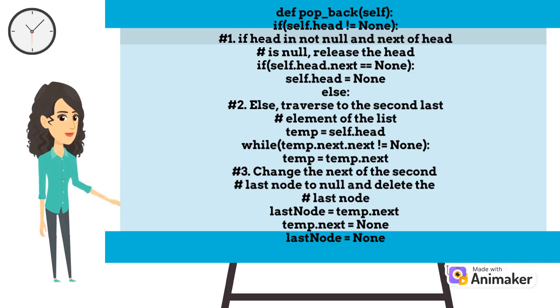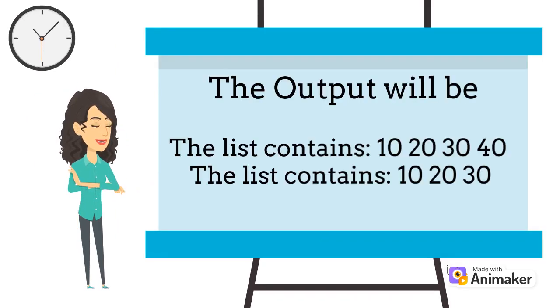Now look at this program. def pop_back(self): if self.head equals None. If head is not null and next of head is null, release the head: if self.head.next equals None, self.head equals None. Else, traverse to the second last element of the list. temp equals self.head, while temp.next.next is not None, temp equals temp.next. Change the next of the second last node to null and delete the last node. last_node equals temp.next, temp.next equals None, last_node equals None. The output will be: the list contains 10 20 30 40. The list contains 10 20 30.